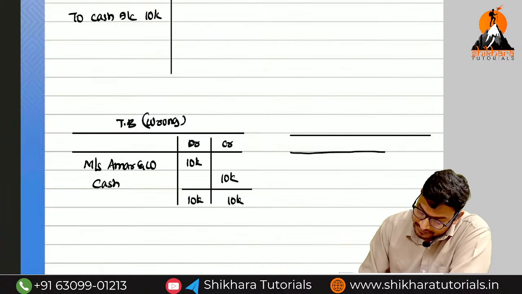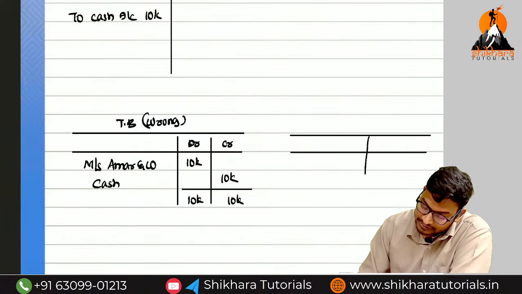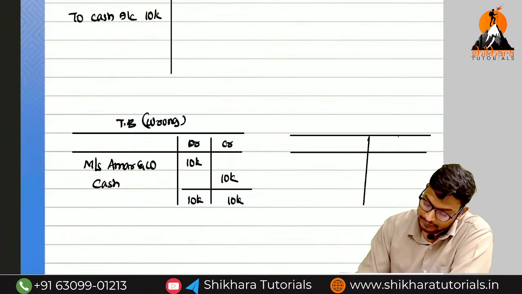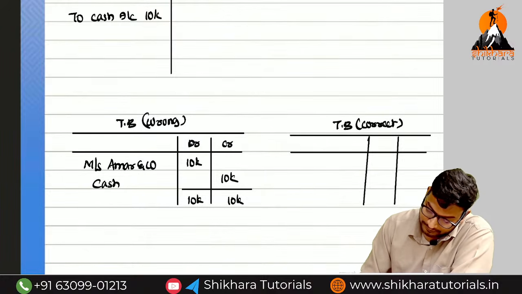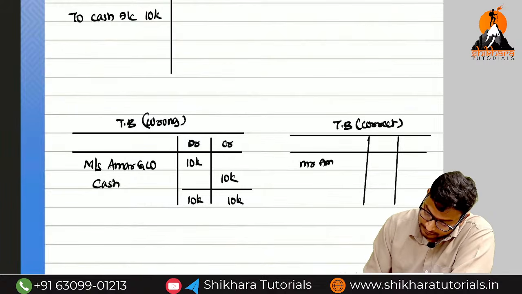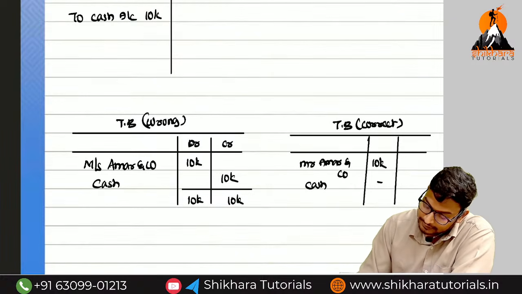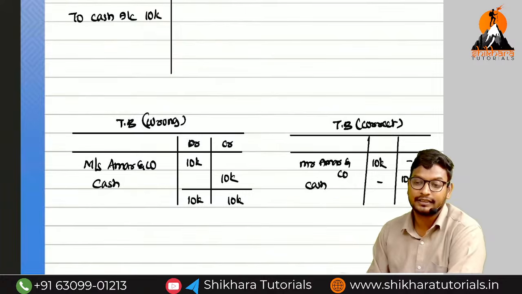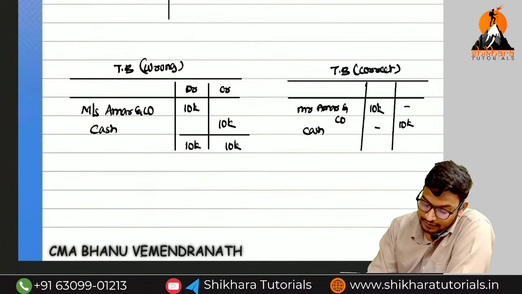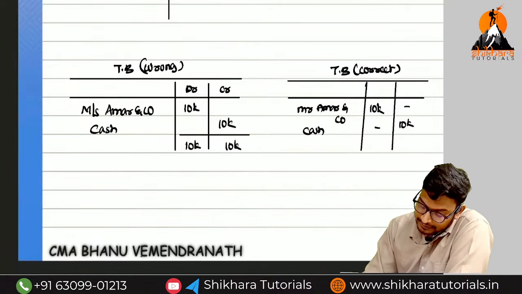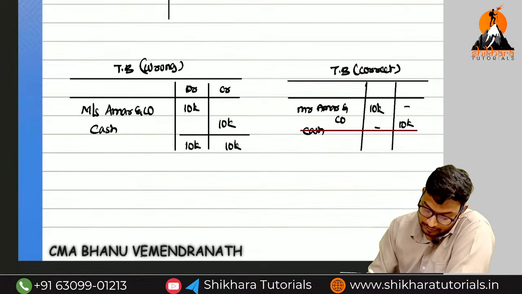So instead of Mr. Amaranko, who should be there, ma? Mr. Amaranko should be there. This is the trial balance, the correct one. So Mr. Amaranko, how much, amma? 10,000 on the debit and cash 10,000 on the credit. I think you understand the clear picture about this one. So we have to compare which one and which one, ma? Correct one and wrong one. So in the correct side cash is same and the wrong side also cash is same.